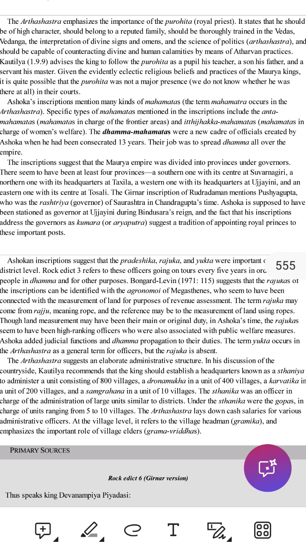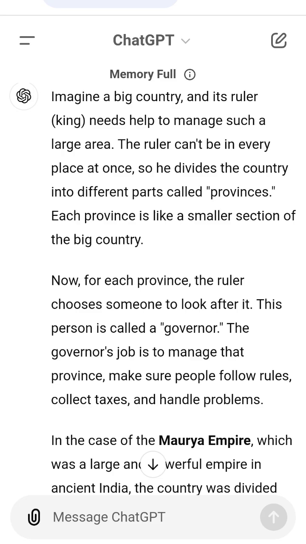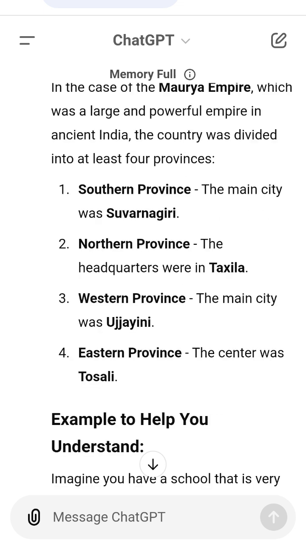More information. One old inscription, known as the Girnar inscription, mentions a man named Pushyagupta. He was a governor called Rashtriya of a place called Saurashtra during the time of Chandragupta Maurya, Ashoka's grandfather. This shows how important people were given the responsibility to manage provinces.